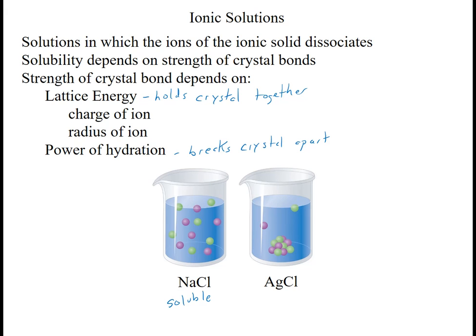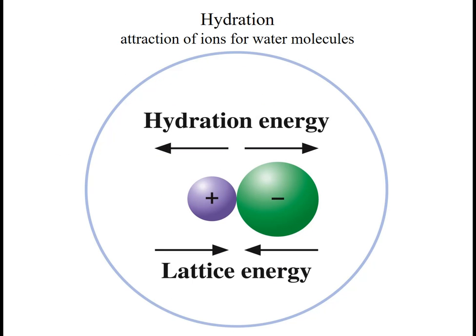Okay, so this next image shows you basically the difference between them. Hydration wants to pull them apart, and lattice energy wants to pull them together. So for an ionic compound, if it's soluble, that means hydration wins. If it's insoluble, that means the lattice energy wins, and it's a battle. We're not going to actually quantify any of those, but I just want you to understand the difference.